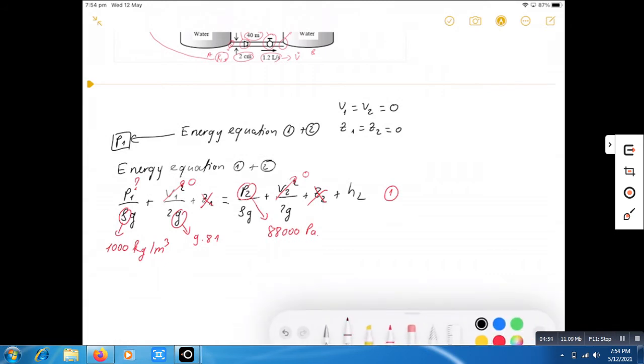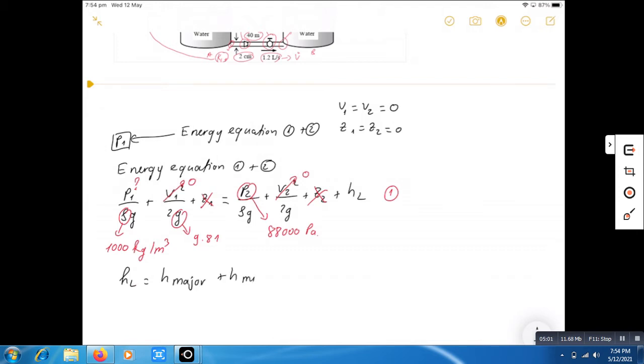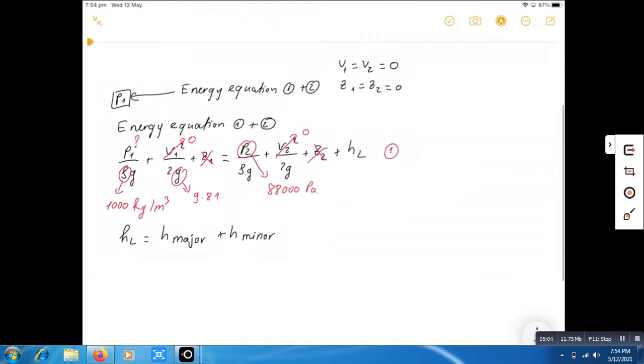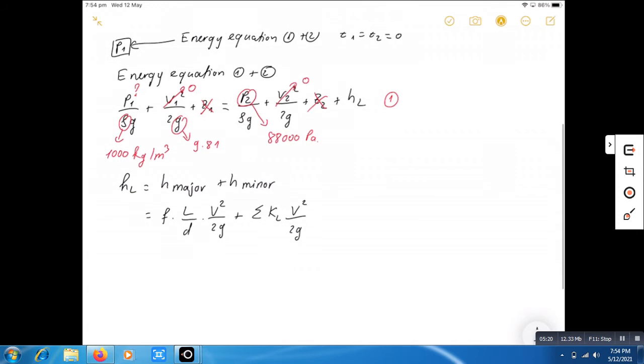The head loss equals the major loss plus the minor loss. The major loss is the friction loss, f L over D, V squared over 2g. The minor loss is sigma KL, V squared over 2g, where sigma KL is the sum of the loss coefficients. So it equals f L over D plus sigma KL, times V squared over 2g.